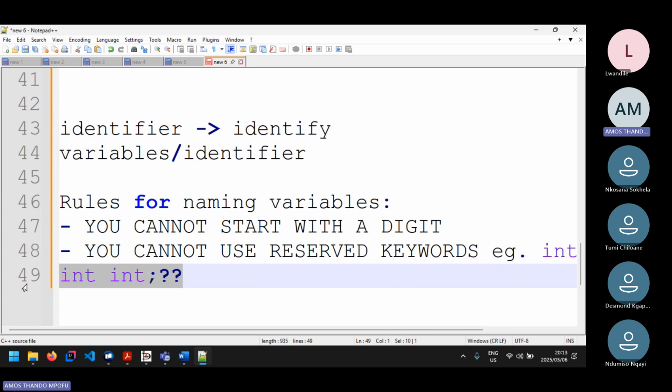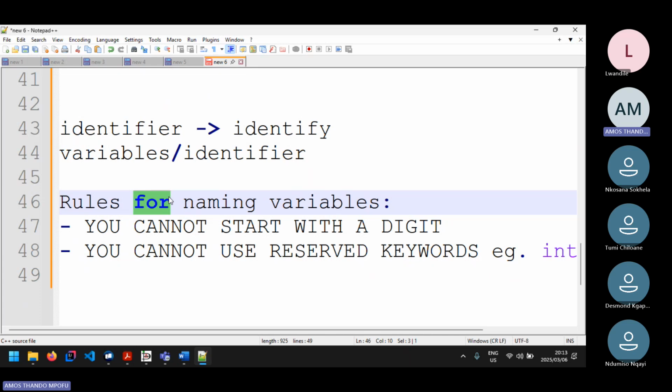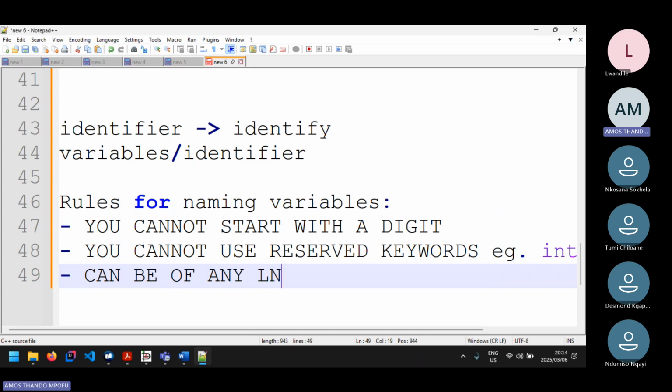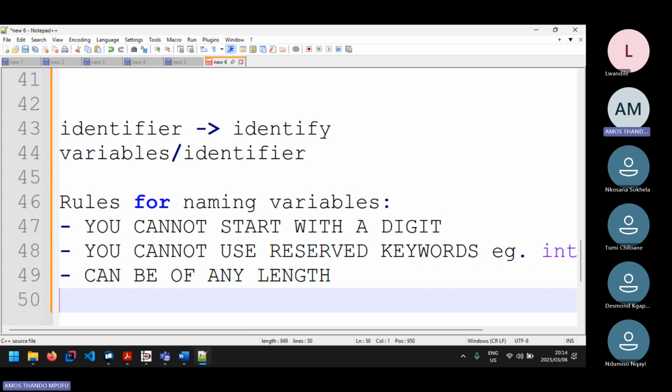We call them reserved. Reserved keywords are just any keywords that are part of the language. For example, for. The word for is reserved. It comes with C++. It's pre-installed into C++. You can't use that. And then variables can be of any length. It doesn't matter how long your variables are. And for the rest, it's kind of flexible.